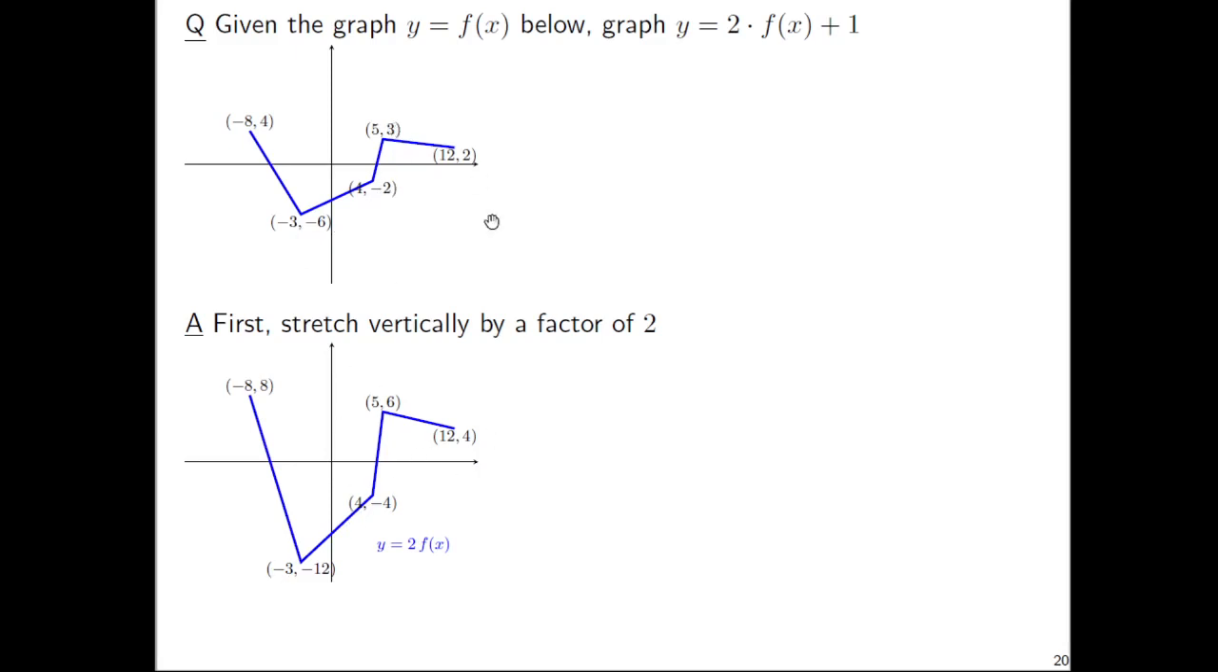Okay, so do that for each of these points. Take a look. Negative 8, comma, positive 4 ended up at negative 8, comma, positive 8. Negative 3, comma, negative 6 ended up at negative 3, comma, negative 12. Positive 4, comma, negative 2 ended up at positive 4, comma, negative 4. 5, comma, 3 ends up at 5, comma, 6. So notice there's still a 5. 12, 2 ends up at 12, 4.